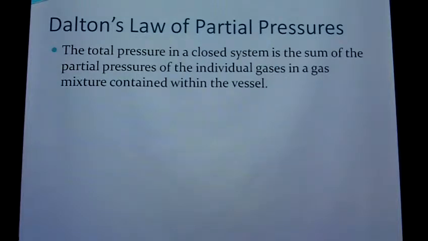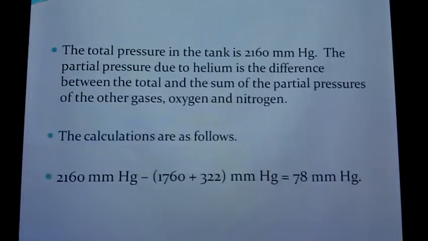In other words, if you had a container that was filled with several different gases, let's just say 3 different gases, the total pressure in the tank would be the sum total of the individual pressures of each individual gas as if each one existed by itself within the container. So the total pressure on the tank is equal to the sum of the partial pressures of each of the individual gases. So let's look at a problem.